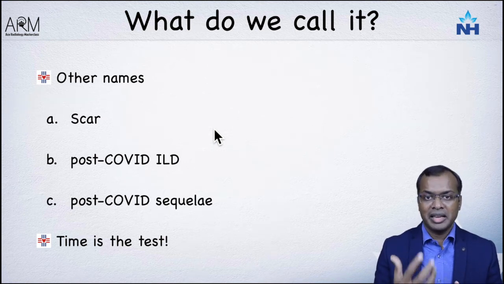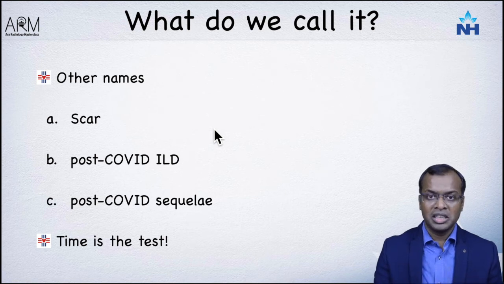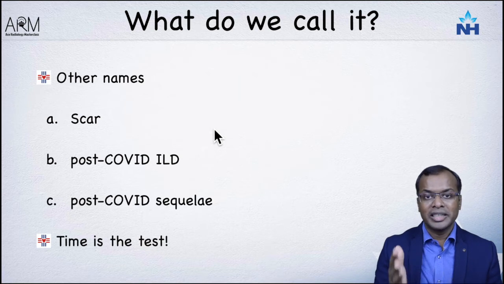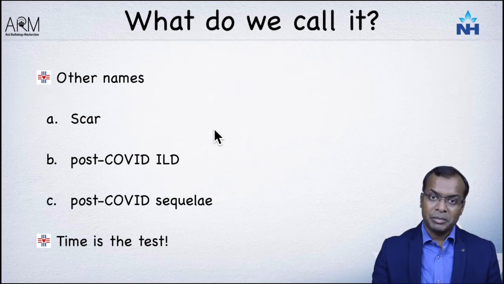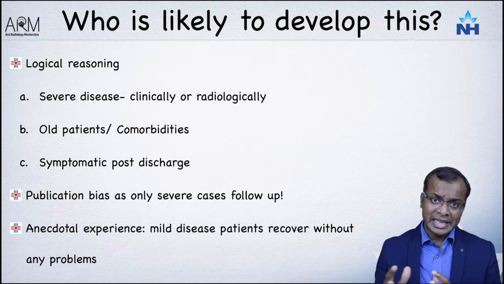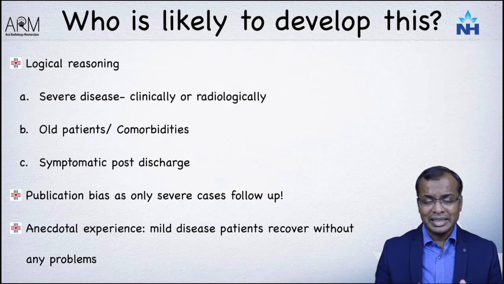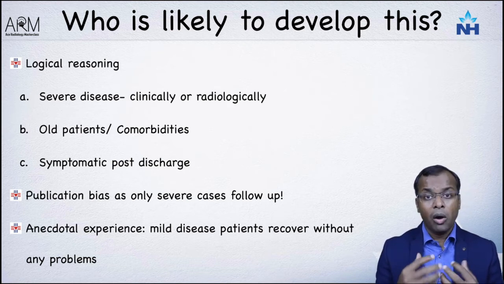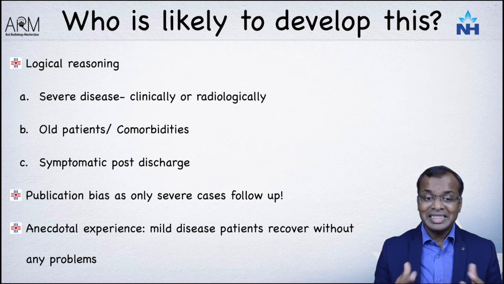If lung parenchymal changes persist over 6 months or 12 months, perhaps then we can start calling these post-COVID fibrosis. The next important question is, who is more likely to develop this? Well, based on logical reasoning and our experience, it is very clear that patients who have severe disease, either clinically severe or imaging-wise severe, are likely to get fibrosis.